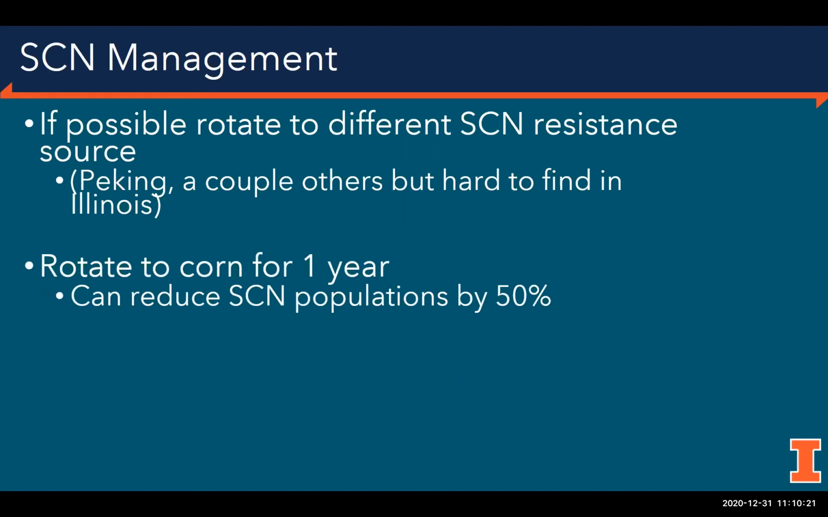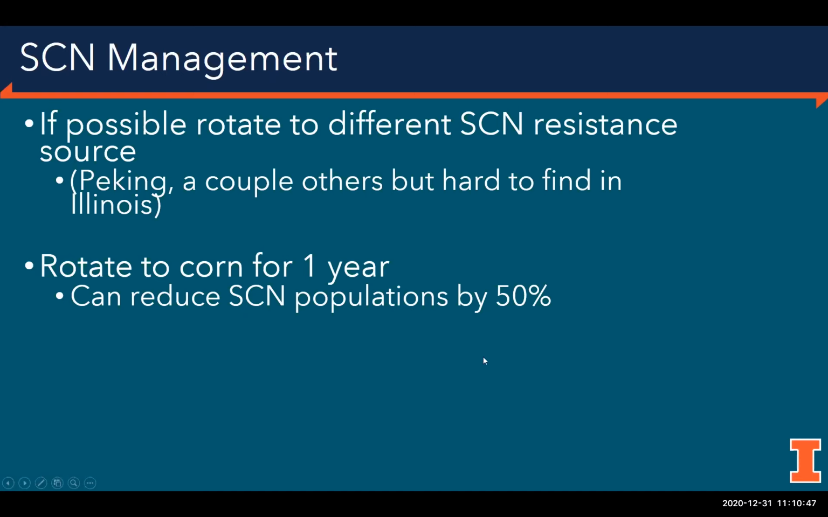Rotating to corn for 1 year can be a really effective way of reducing your nematode populations, your SCN populations. So you have eggs and juveniles in the soil that can overwinter. Some of those eggs will hatch regardless of what crop is in the field. So they'll hatch whether or not soybeans are in there. It's just a survival strategy. And you might also have some adults and things like that.